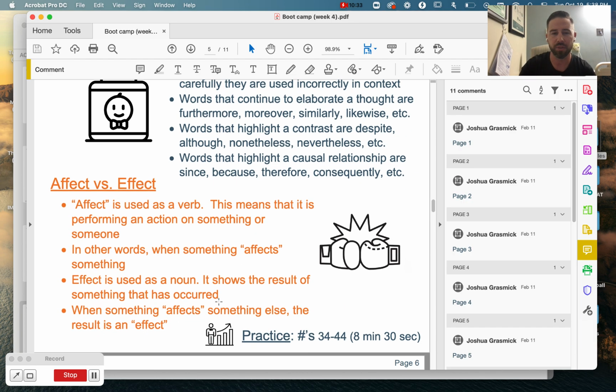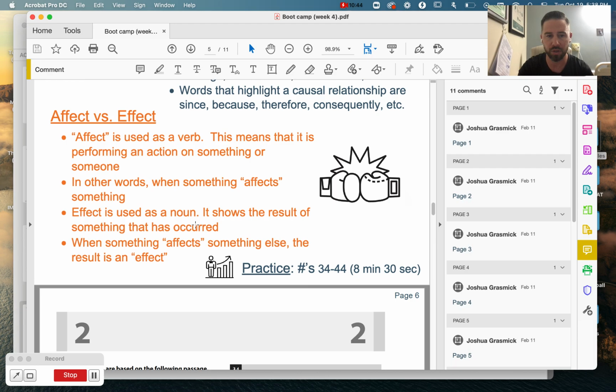Okay, the last thing, I don't think you're going to see affect versus effect, but if you ever do, just remember affect is a verb, okay, and effect is not a verb. It's like a noun, okay, kind of. So here's the example. It's when something affects something else, the result is an effect, okay? So you may see that in the future, but those are all pretty much the grammar rules.